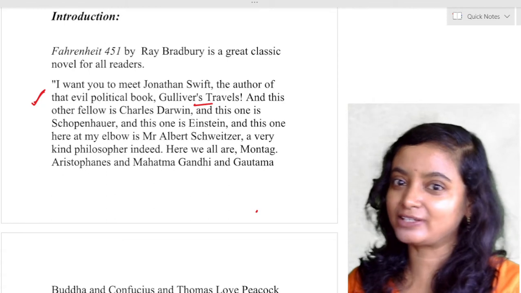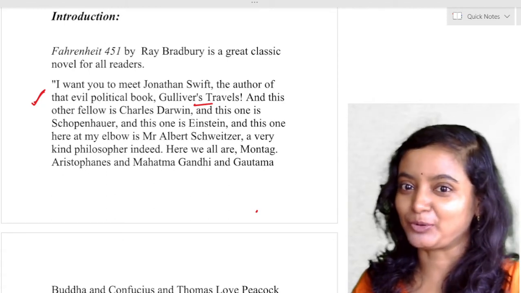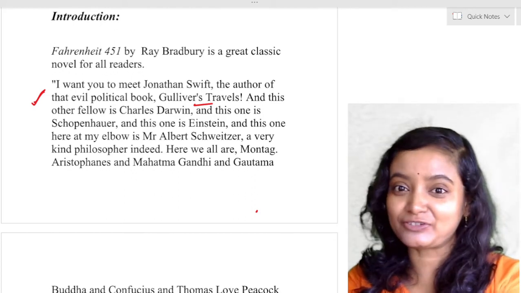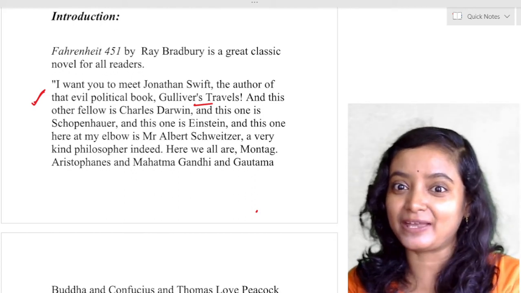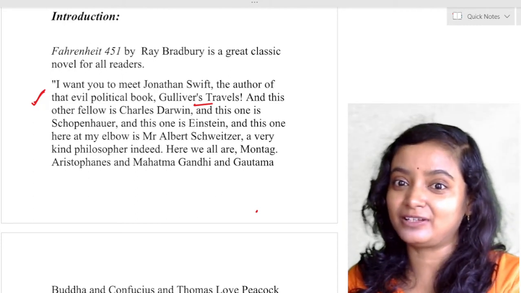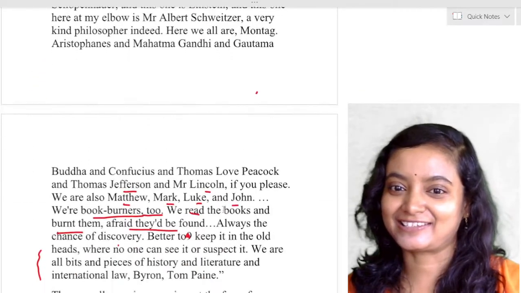Not one person is reading all the books. One is Charles Darwin, one is Mahatma Gandhi, and I love this concept, how a person becomes a book. One is Jonathan Swift's Gulliver's Travels, and that's it.